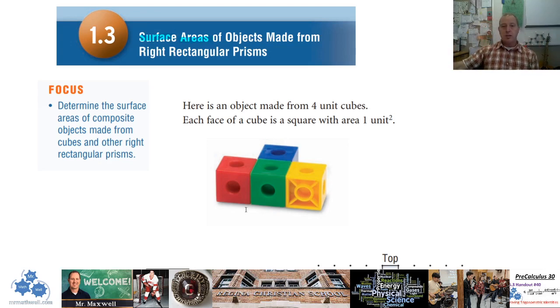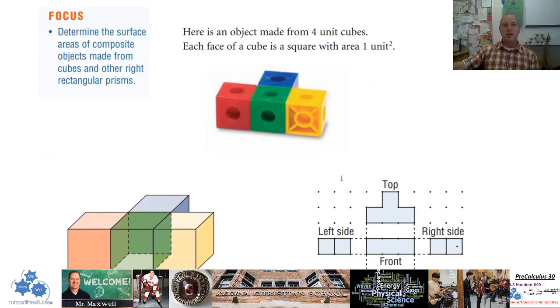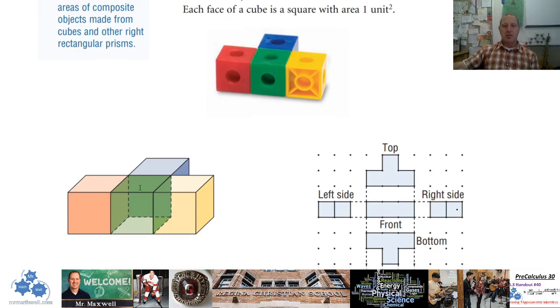So this little collection of Cubelinks here, you maybe have used Cubelinks in your school career. There's a couple pictures I've got here. This picture right here shows the inside cube. Now notice that this face here, and this face on the other side of the middle cube, are not exposed to the air, so we cannot count those in our surface area, okay? So we're only counting the surfaces of this object that are exposed to the air, and you can maybe imagine that.